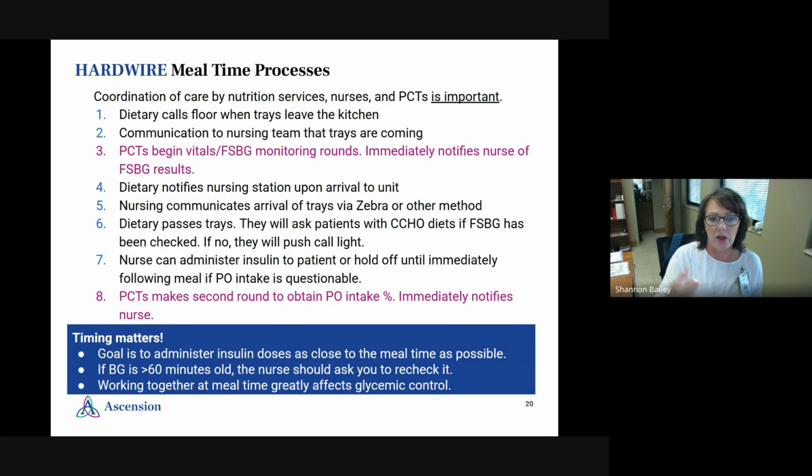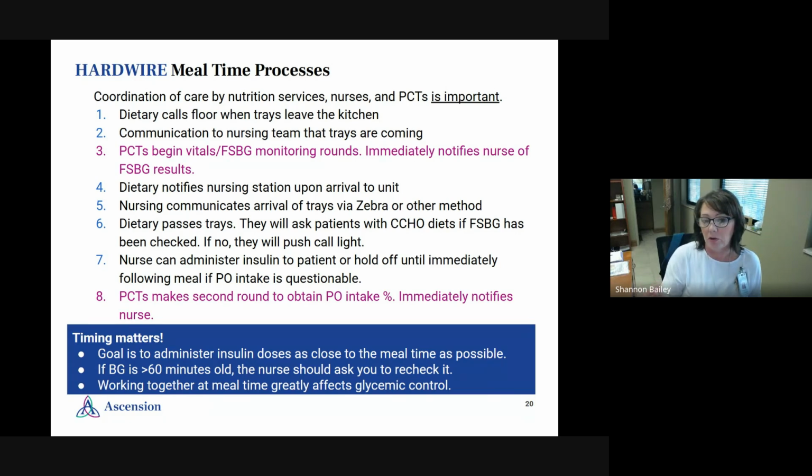So they're going to come up front, let the unit secretary know that, hey, we're here, we're going to start delivering trays. And then again, whoever gets that information is going to communicate again, hey, the trays are here. Dietary is going to start passing the trays. When they pass the trays, if they get to a consistent carb diet, they're going to ask the patient, has your finger stick been done? Have they checked your blood sugar?